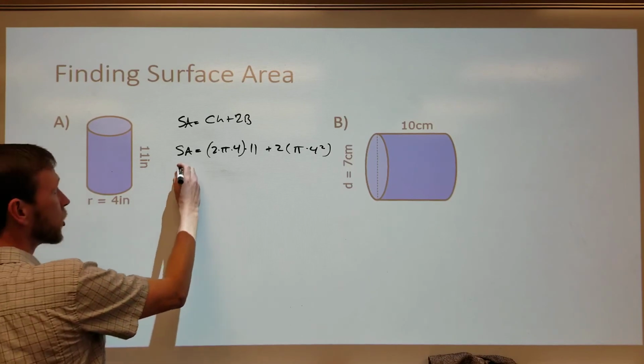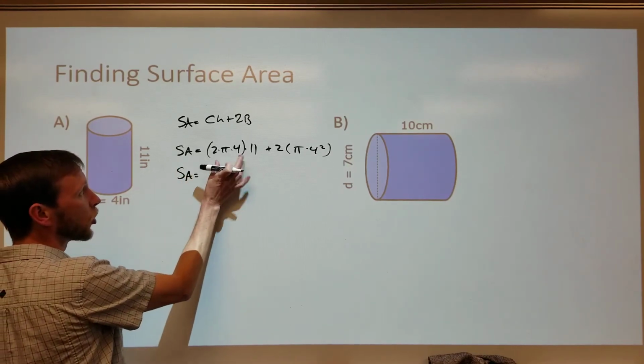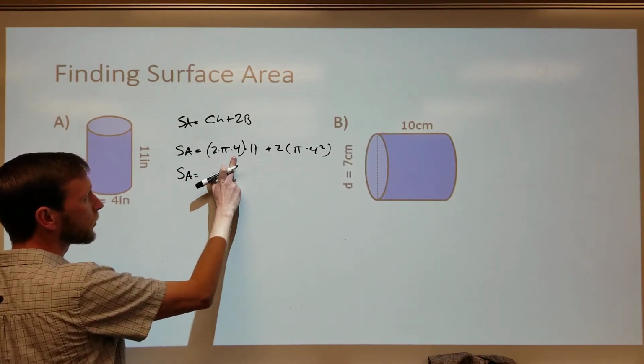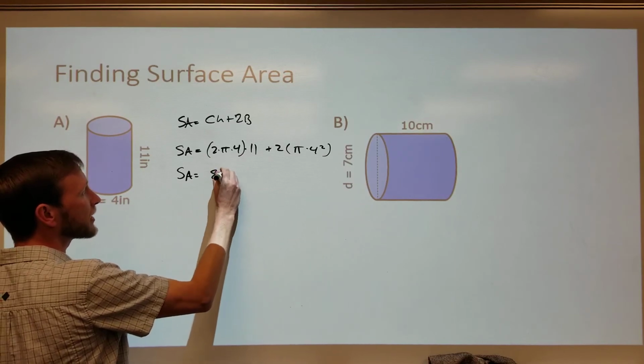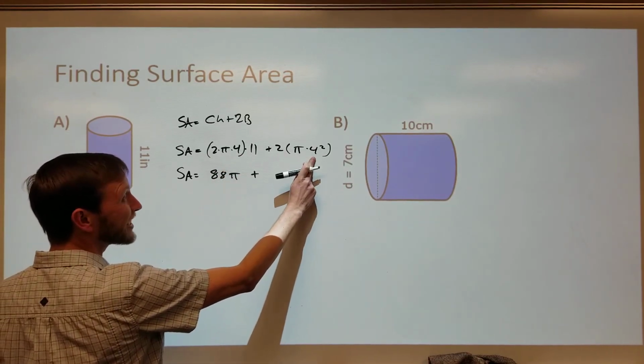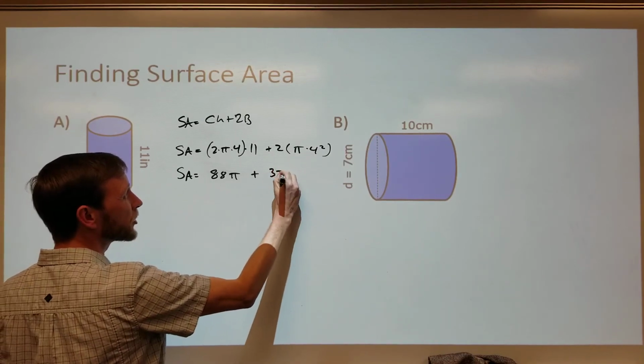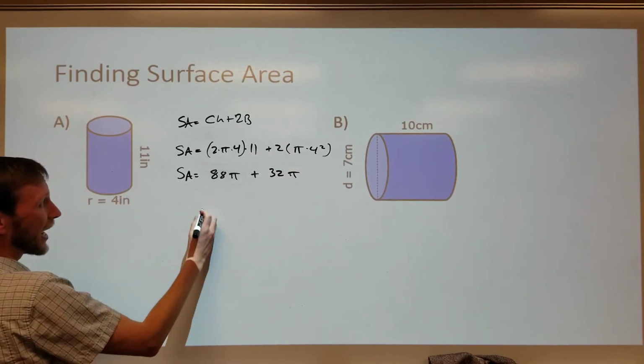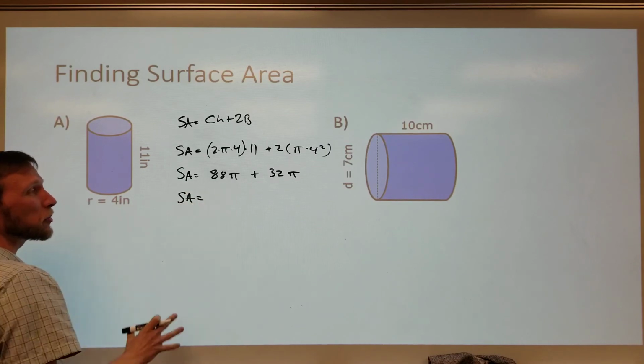And so this might be a little bit challenging for us. Basically, we're going to ignore the pi in here. We're going to do 2 times 4 makes 8. 8 times 11 makes 88. And then over here we get 2 times pi times 16, or 2 times 16 is 32, times pi. And then we can add those parts and pieces together.